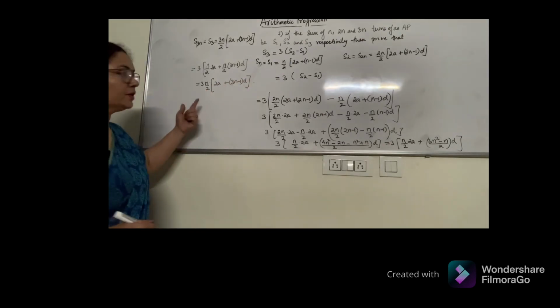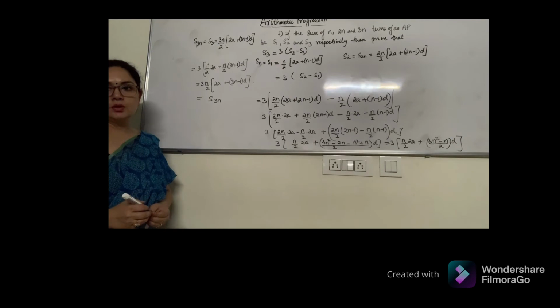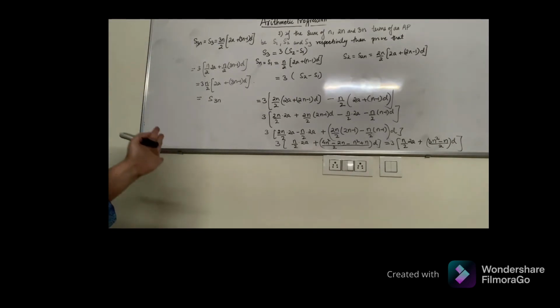So now I can see this is equal to S of 3n, the sum of 3n terms. I hope you have understood this. So pause the video to note it down.